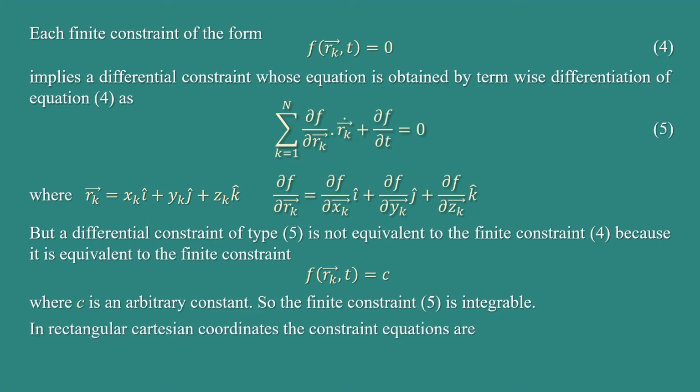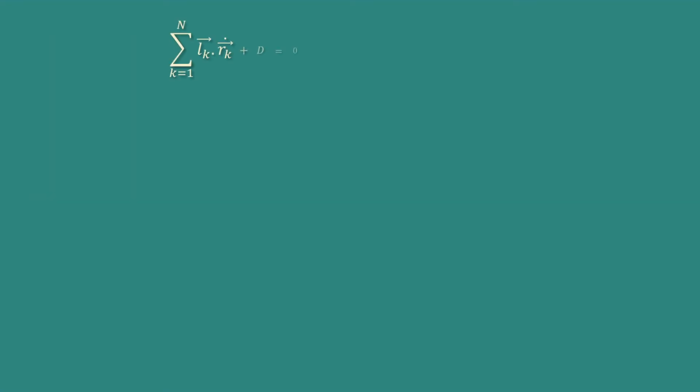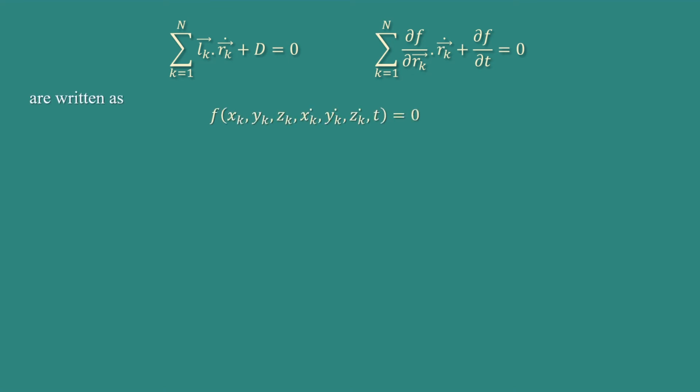In rectangular Cartesian coordinates, the constraint equations f of rk, rk dot, t equal to 0, and f of rk, t equal to 0, summation k goes from 1 to n vector lk dot vector rk dot plus capital D equal to 0, and summation k goes from 1 to n del f by del rk dot rk dot plus del f by del t equal to 0 are written as f of xk, yk, zk, xk dot, yk dot, zk dot, t equal to 0, and f of xk, yk, zk, t equal to 0. That means these equations are written in the Cartesian coordinate system.